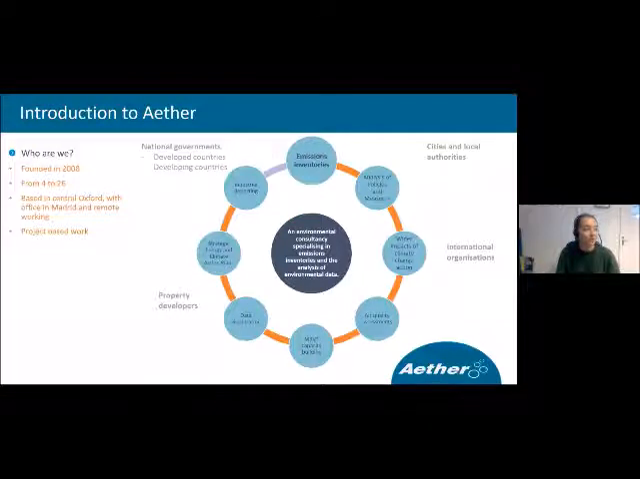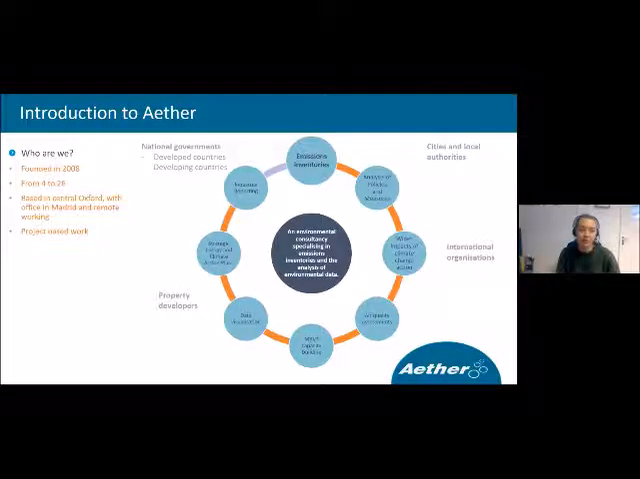So just briefly, Aether, we're a consultancy which was founded in 2008. We are based in Oxford, but obviously we have very much a hybrid working environment now, and we also have an office in Madrid. We're quite a small company, about 26 of us, and we basically specialize in emission inventories and also the analysis of broader environmental data.